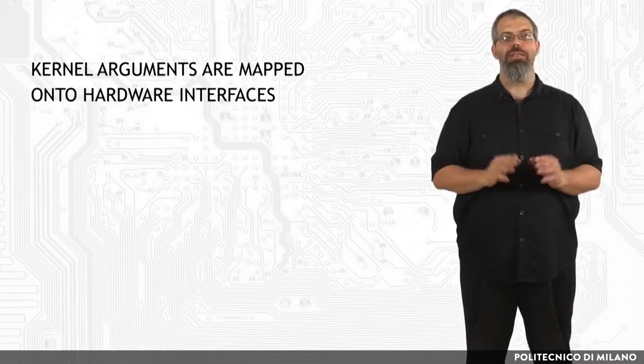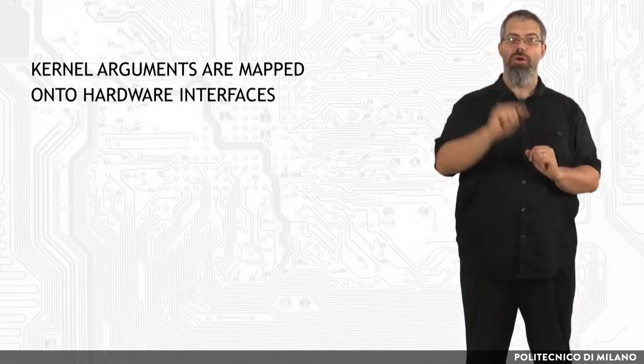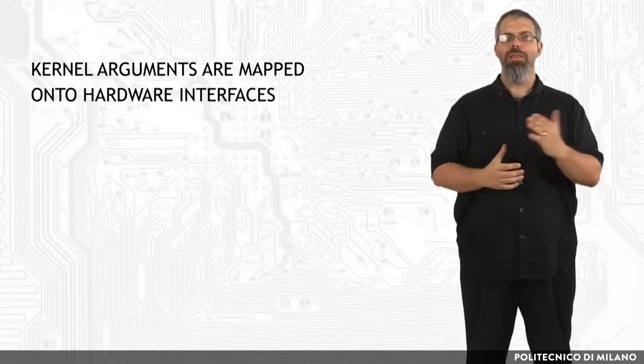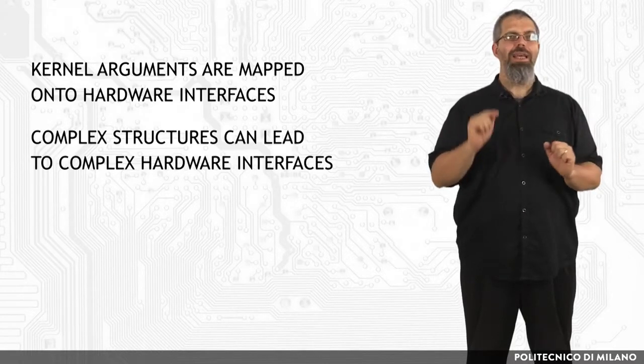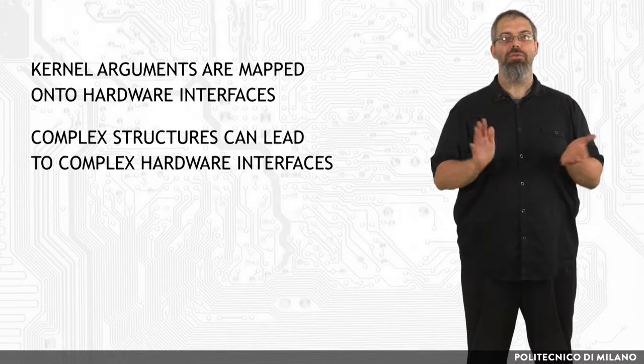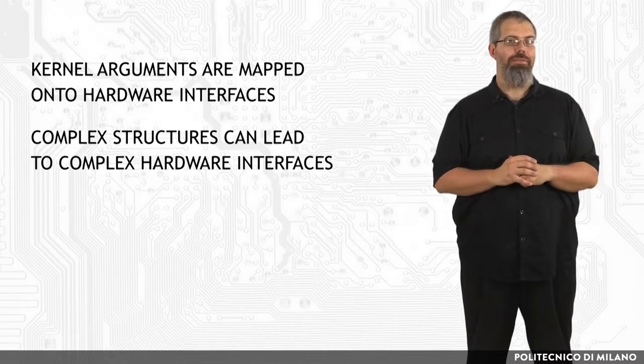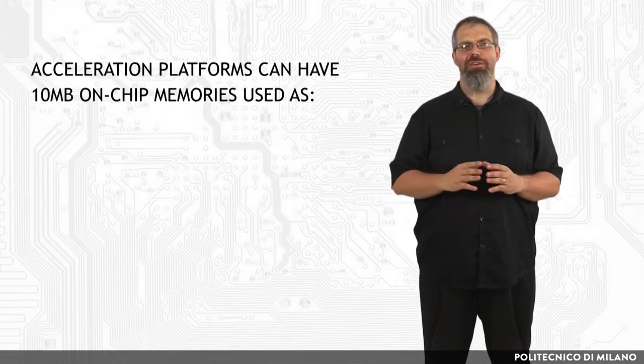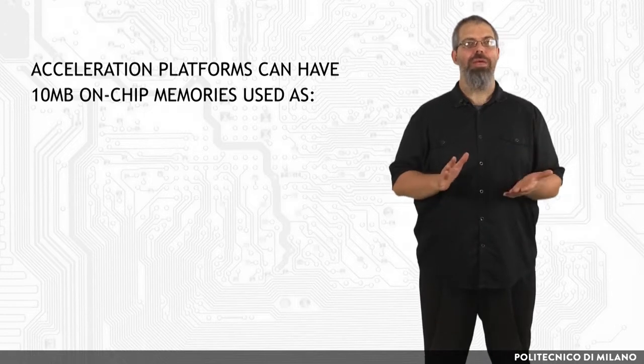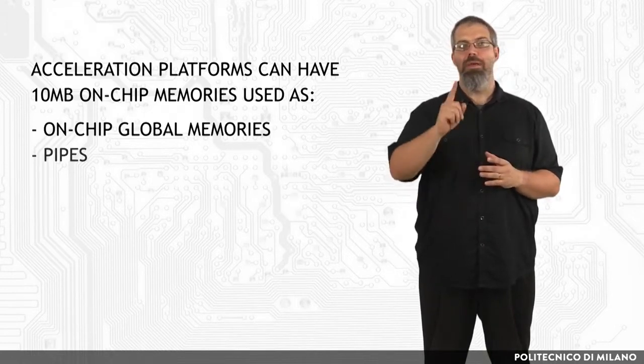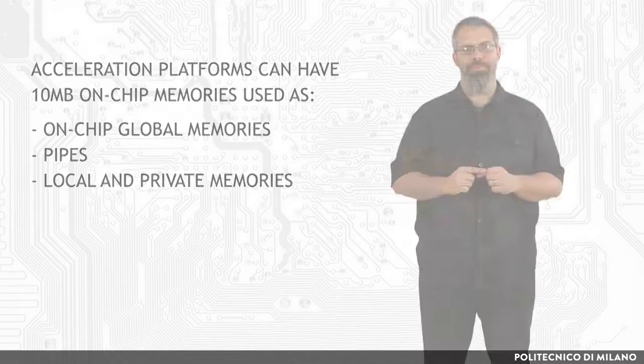Avoiding complex structures or classes for kernel arguments is quite crucial because, as we know, kernel arguments are mapped onto hardware interfaces between the host code and the FPGA. This means that complex structures or classes can lead to very complex hardware interfaces due to memory layout and data packing differences. Using on-chip memories can improve the efficiency and performance of an accelerated application. This is because acceleration platforms supporting an SDAccel environment can have as much as 10 MB of on-chip memories that can be used as on-chip global memories, pipes, local and private memories.